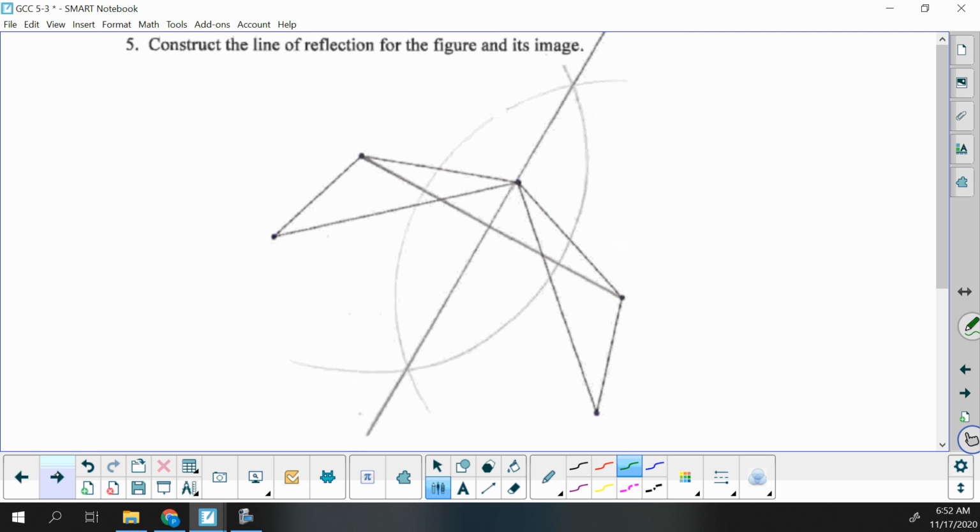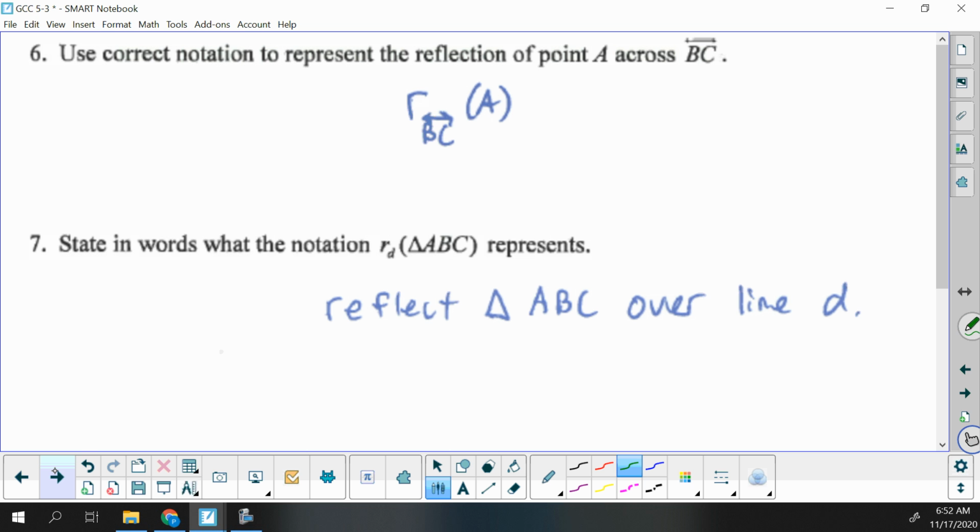5 is pretty much same idea. Now you need to make sure you pick 2 points that aren't fixed points. So that one that is a fixed point there, you wouldn't be able to do the perpendicular bisector with just a single point. So you had to pick a different pair. So little r for reflection. Our subscript there is BC because that's what we're reflecting across, and then the point A in parentheses. And down in 7, this is telling us to reflect our triangle over line D because it's a lowercase d.